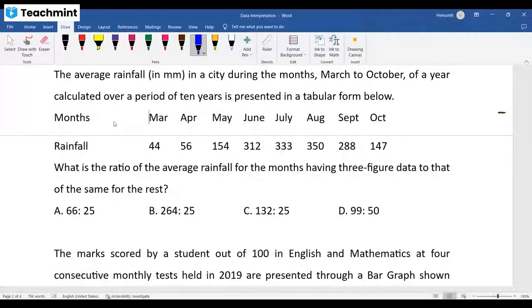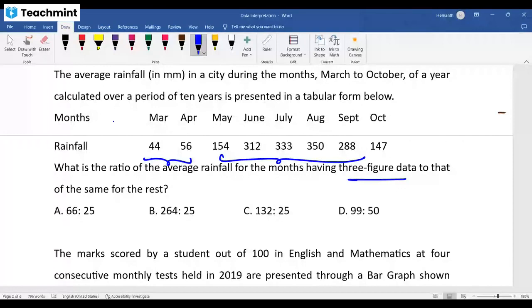This is actually average rainfall. The session is recorded, so no need to copy the question. Please work on what way we can solve it, and be clear with what the question is asking. We may be tempted to calculate the ratio of average rainfall for the months having 3-figure data to the rest, meaning this one. This one average is what?